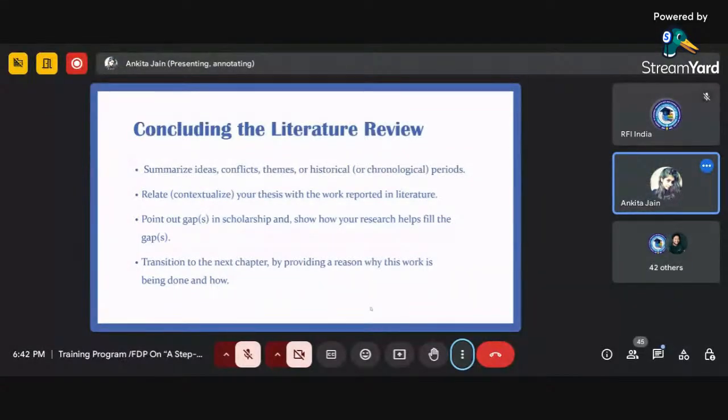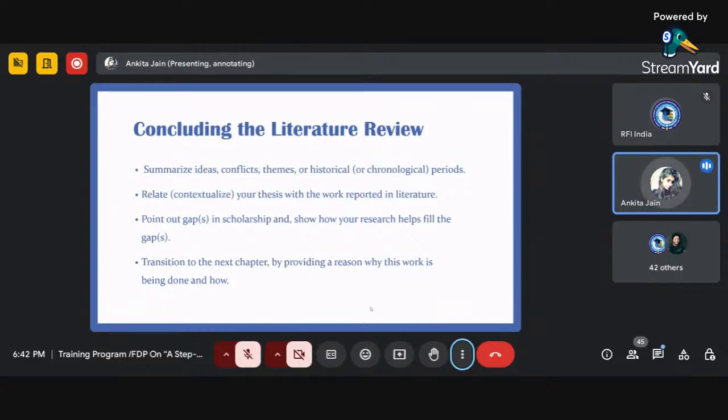Relate your thesis with the work reported in the literature. Also, this can be done. Then point out the gap. As I have already mentioned, the research gap should be stated. Then this summary helps you to understand the next step.